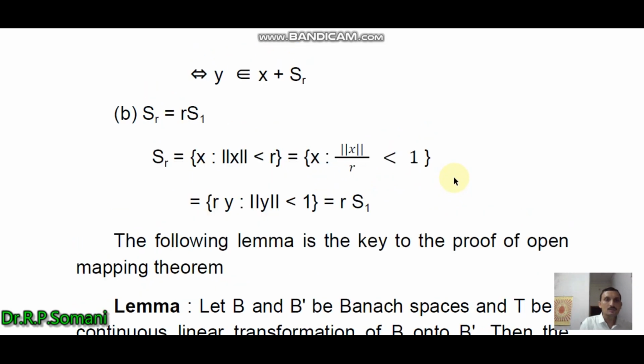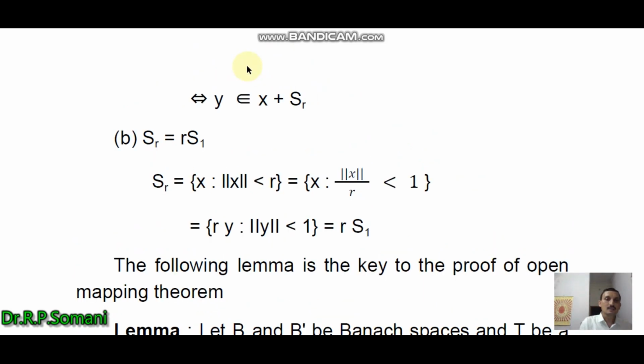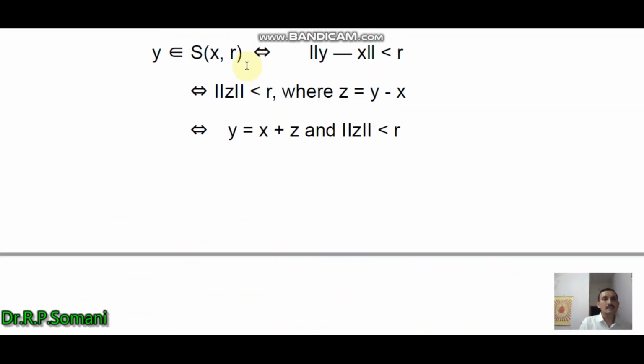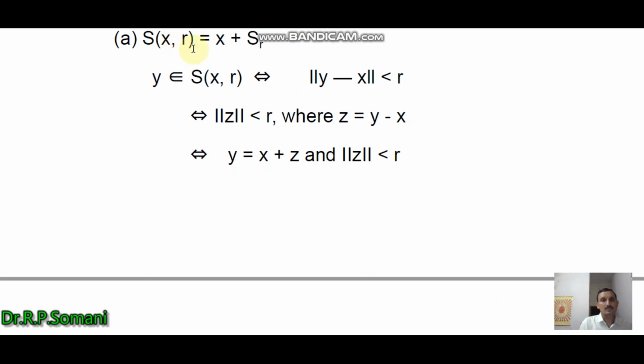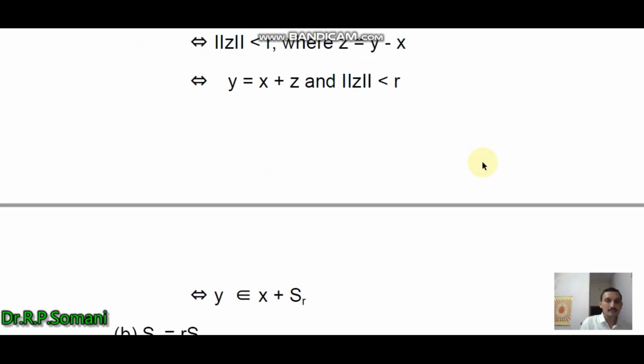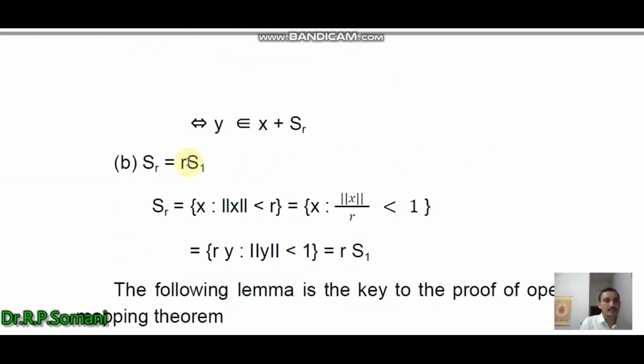We use these two results frequently for further results and theorems. The first one is that S(x,r) equals x plus S_r, so we can shift the origin: the center of this sphere is at x and the center of S_r is at the origin. In the second property, we take the radius outside and it becomes the sphere with radius 1.